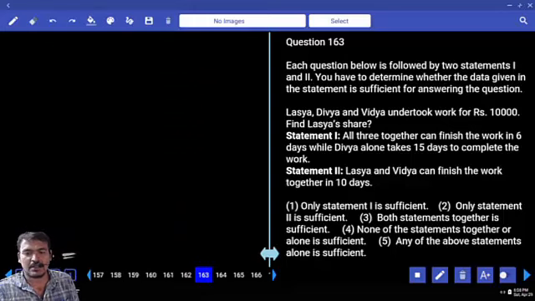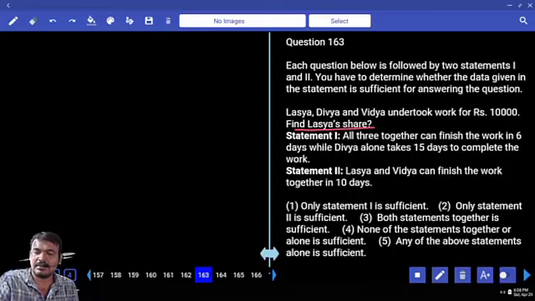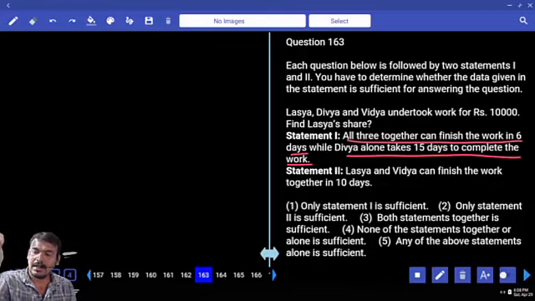Question number 163. Last year Divya and Vijaya undertook work for 10,000. Find the last year share, or not? We require which one's share? Last year. All the three together can finish the work in how many days? 6 days. While Divya alone takes 15 days to complete the work, or not? Okay. And here 3 persons 6 days. Only Divya 15 days, or not?